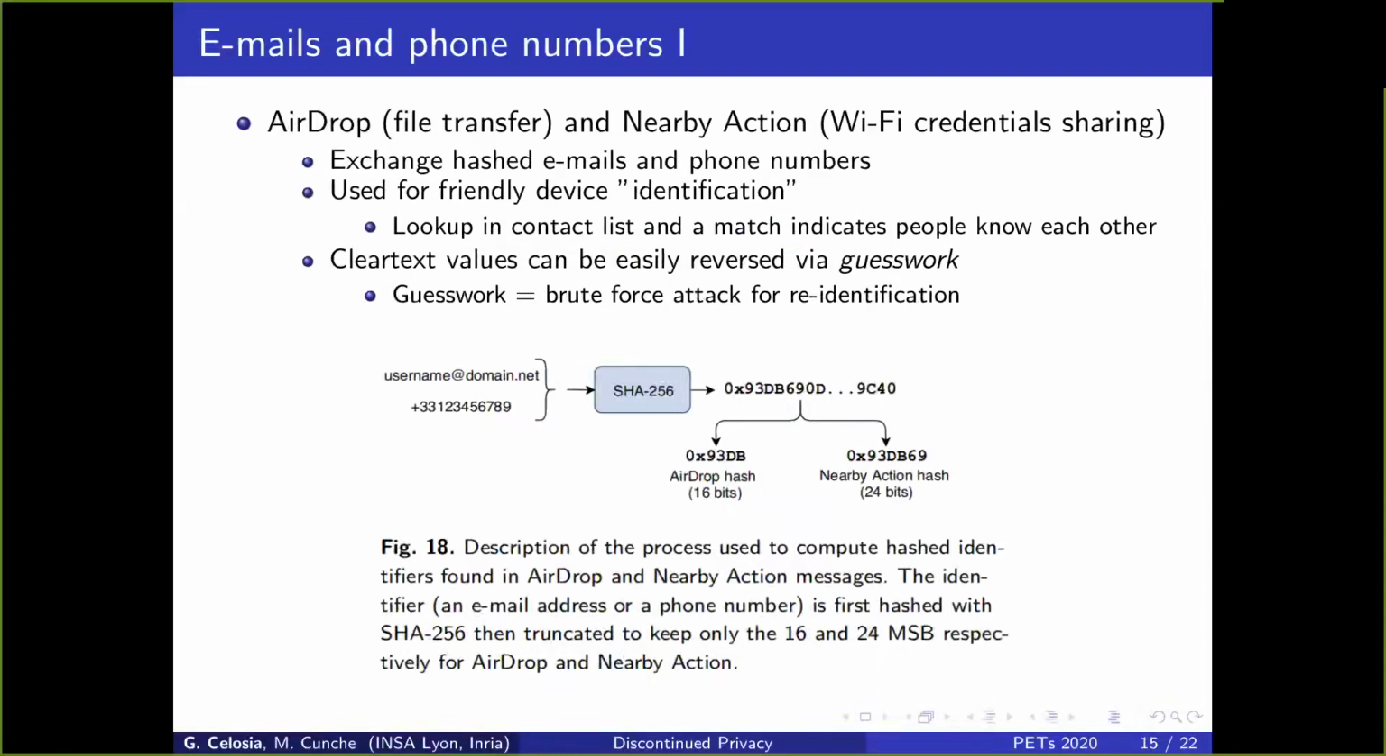So now let's move to serious privacy leaks. The AirDrop protocol that allows file transfer, and the Nearby Action protocol that is used for Wi-Fi credential sharing, exchange hashed emails and phone numbers. Basically, the emails and phone numbers are used for friendly device identification. Those identifiers are more likely to recognize people who know each other because they are present in their contact list. So typically, there is a lookup in the contact list, and the match indicates that people know each other.